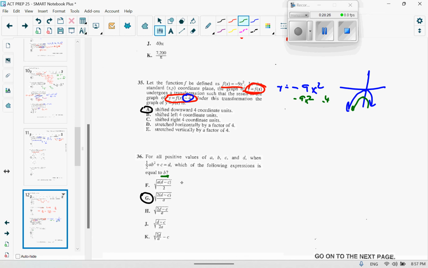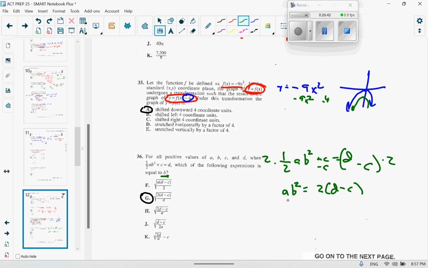Equal to b, so we're trying to get b by itself. So 1/2 ab squared plus c equals d. Minus c times by 2 times by 2. So we get ab squared equals 2 times the quantity d minus c. Divide by a, square root. We get b equals the square root of 2 times the quantity of d minus c all over a. So letter G has to be correct.